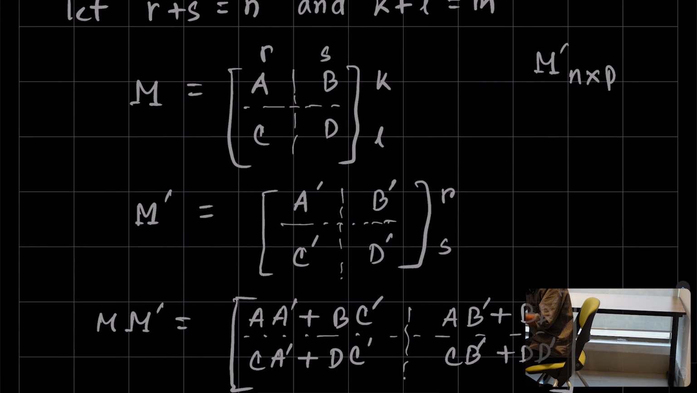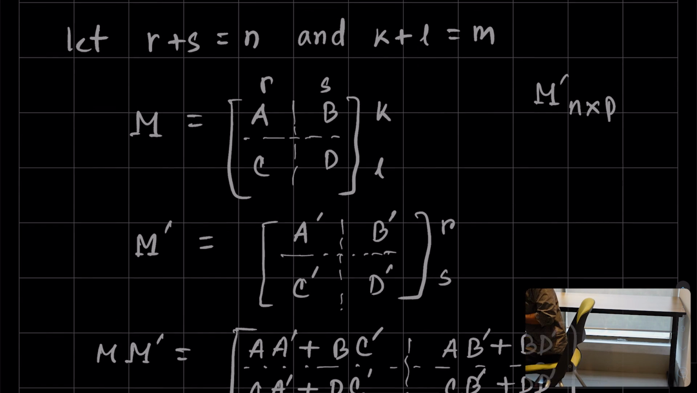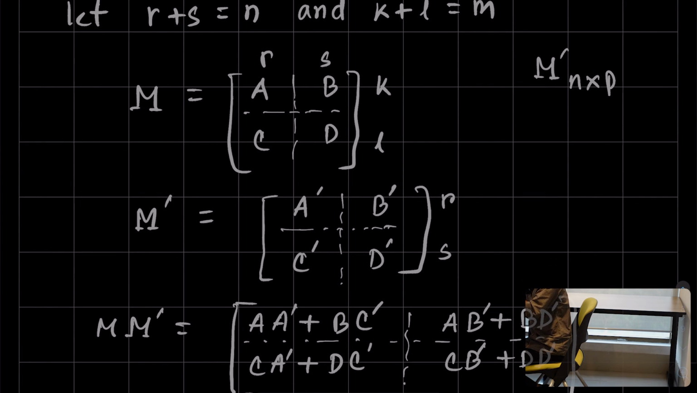Because the size of the matrix M prime is N cross P, and it took R plus S equal to N. That's the row, right? RS, R plus S equals N. The column here, I didn't define it in a way, because here the P is a different number. So M prime is N cross P.